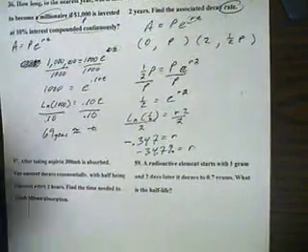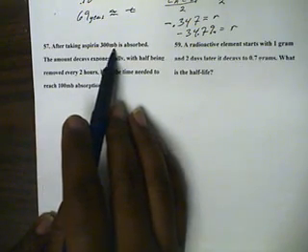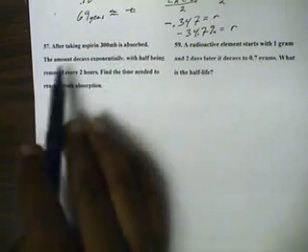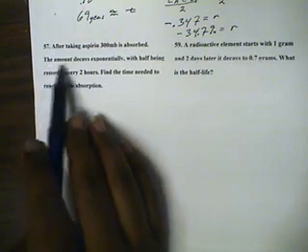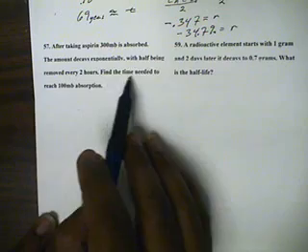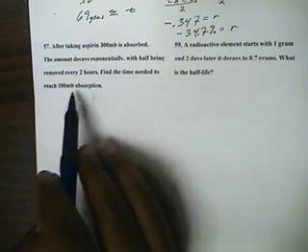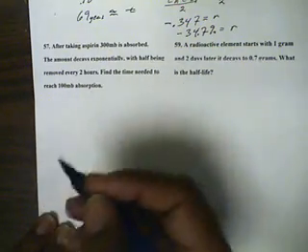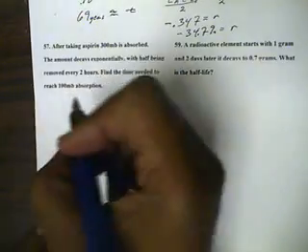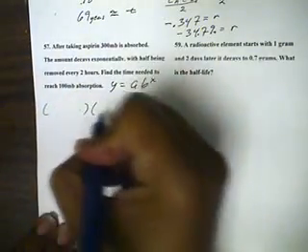All right, number 57. After taking aspirin, 300 milligrams, I guess, is absorbed. The amount decays exponentially, with half being removed every 2 hours. Find the time needed to reach 100 milligrams of absorption. Okay, let's see. Since this is decaying exponentially, we'll have a general form of y equals a times b to the x. And so we're going to need points for that model.